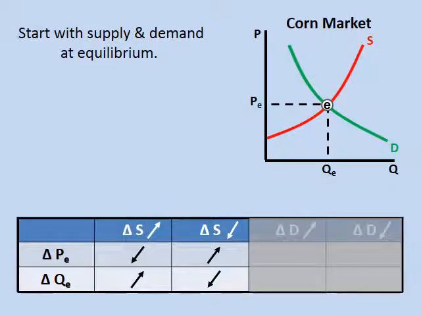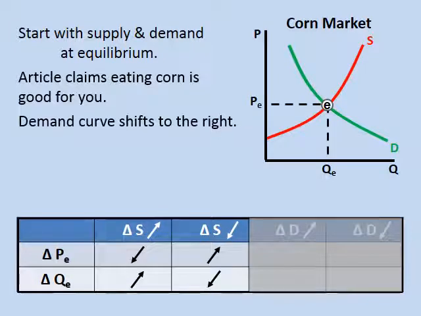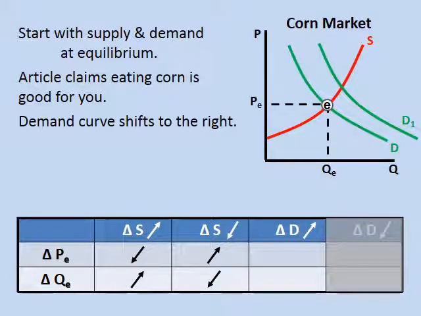What would we expect to happen if an article in the newspaper claims that eating corn is good for you? Well, that would probably impact our demand. The demand curve will shift to the right as people who are already eating corn are going to want more corn, and maybe some people who see the article who don't normally eat corn might start eating corn. So we expect the demand curve to shift to the right. We have a new demand curve D1, and we have a new equilibrium point. Our new equilibrium point is going to be to the right and a little bit higher.